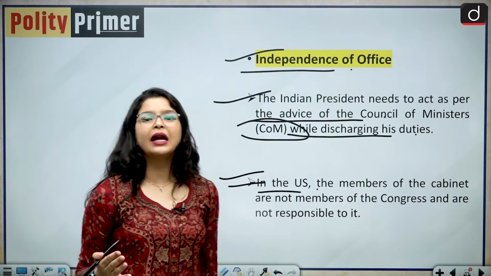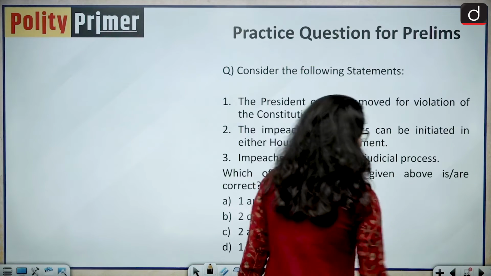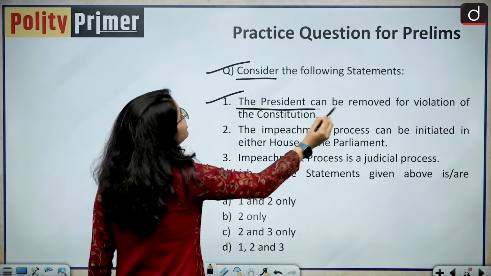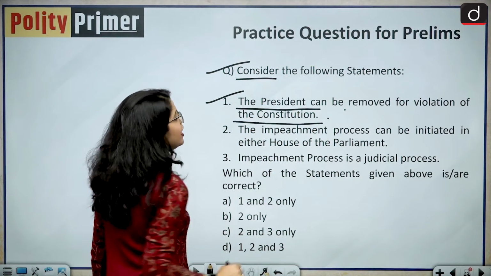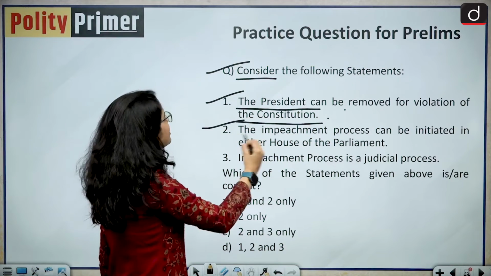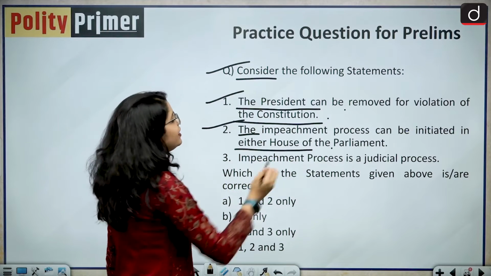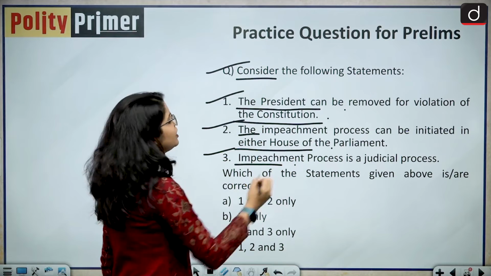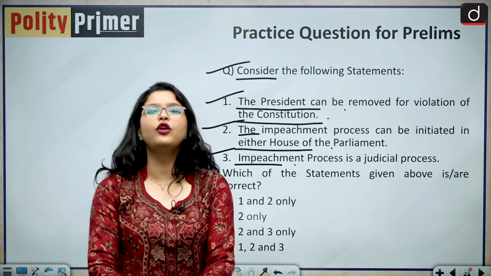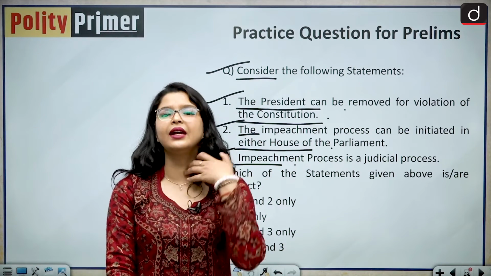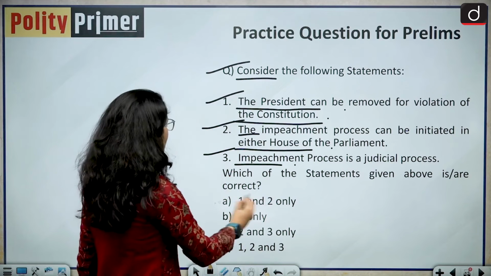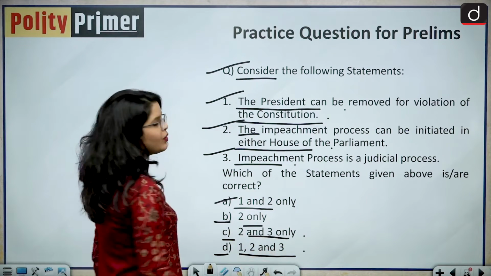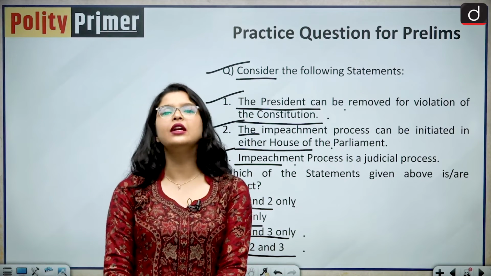Now let us discuss a practice question for your prelims examination. The question is, consider the following statements. Statement number 1: the president can be removed for violation of the Constitution. Statement number 2: the impeachment process can be initiated in either house of the parliament. Statement number 3: impeachment process is a judicial process. Which of the following statements given above are correct? Your options are: option A is 1 and 2 only, option B is 2 only, option C is 2 and 3 only, and option D is 1, 2 and 3. Kindly drop your answers in the comment box below.